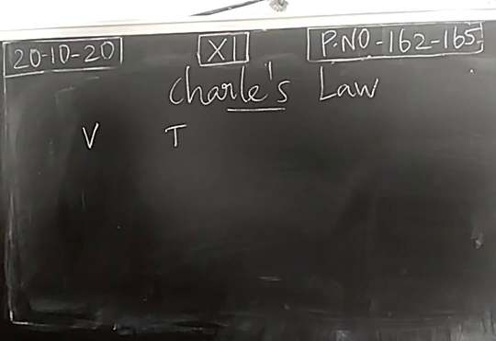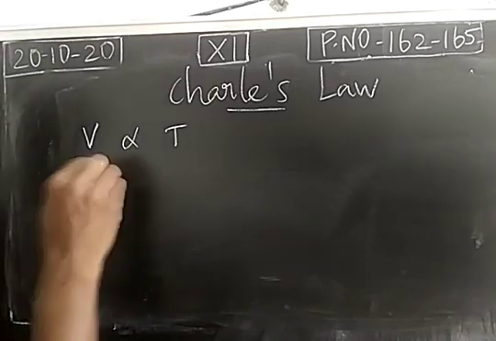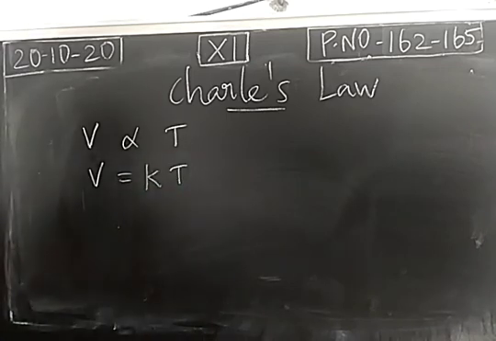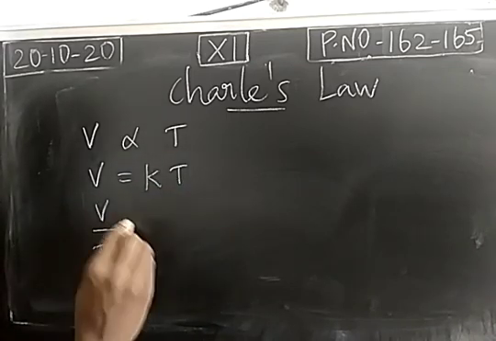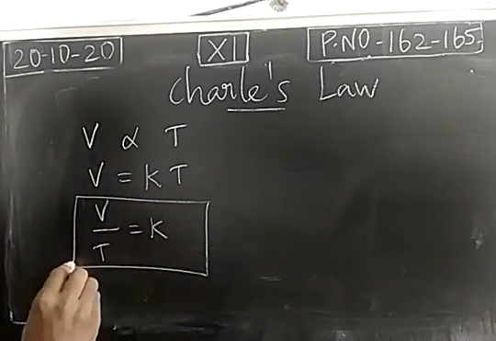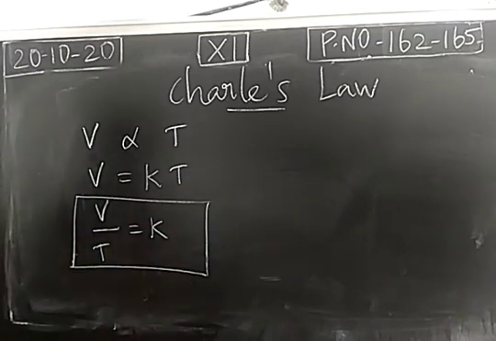So when you consider a gas at constant pressure with a fixed mass, volume will be directly proportional to the temperature. So this is Charles's law. For a fixed mass of gas at constant pressure, volume will be directly proportional to the temperature. So proportionality can be removed by introducing a constant K. We can rearrange this as V by T is equal to K. So this is the mathematical relationship of Charles's law.